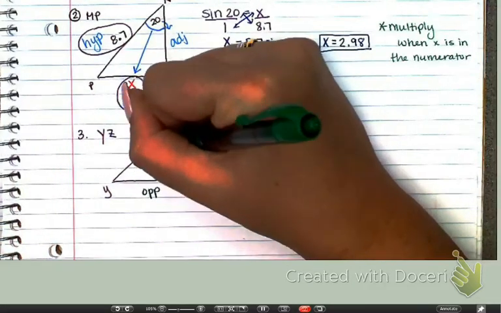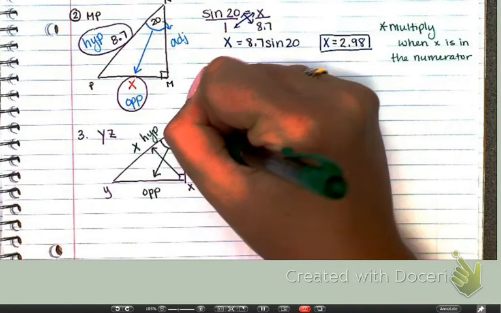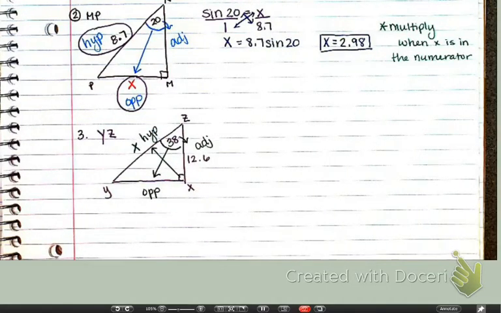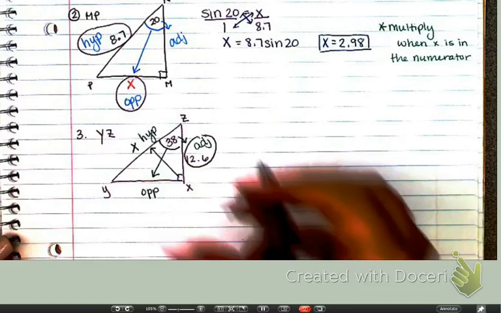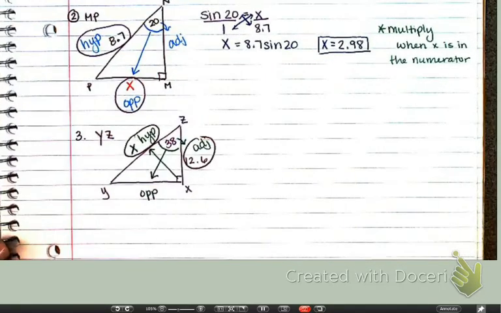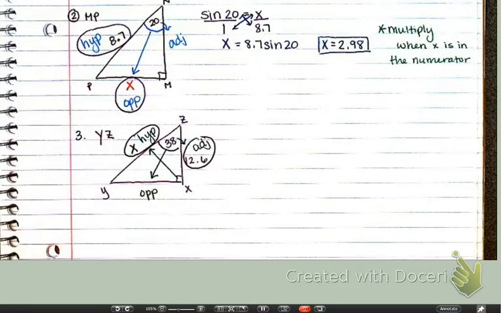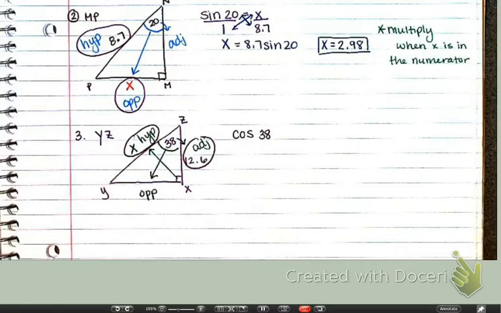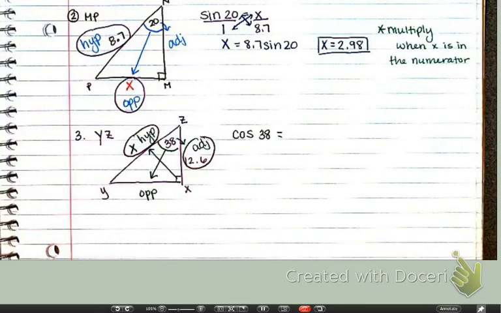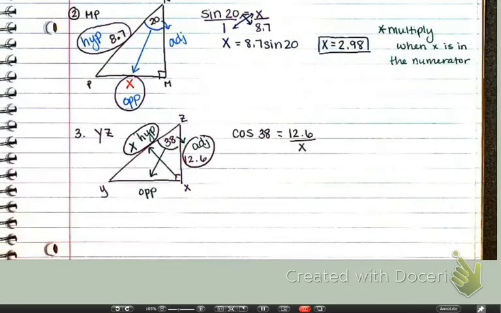What's across from the 90-degree angle? The hypotenuse. And next to it is adjacent. What two sides am I going to use to set up my equation? Adjacent, because I have information. And the hypotenuse, because that's what I need to know. So sine, cosine, or tangent, which one uses adjacent and hypotenuse? Cosine, okay? So the cosine of 38, which is my angle, equals the adjacent, which is 12.6, over my hypotenuse.